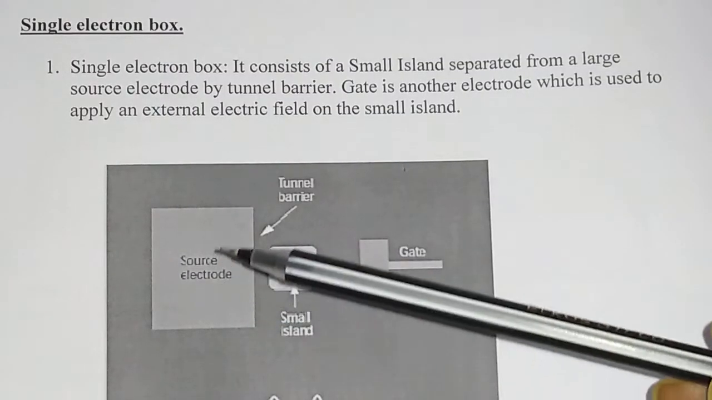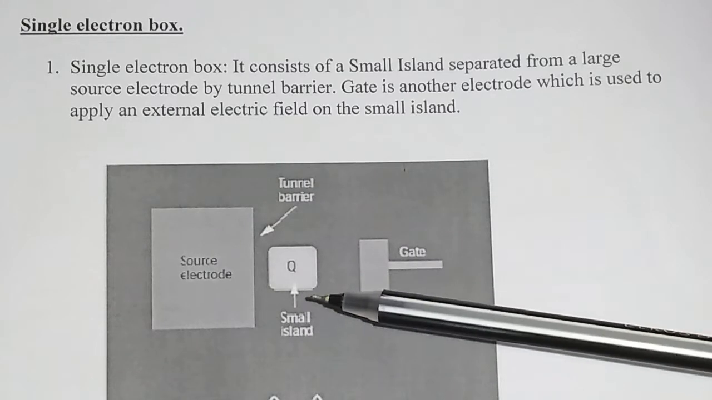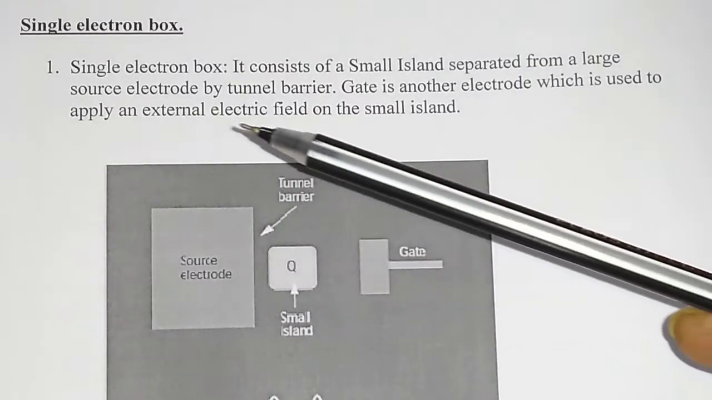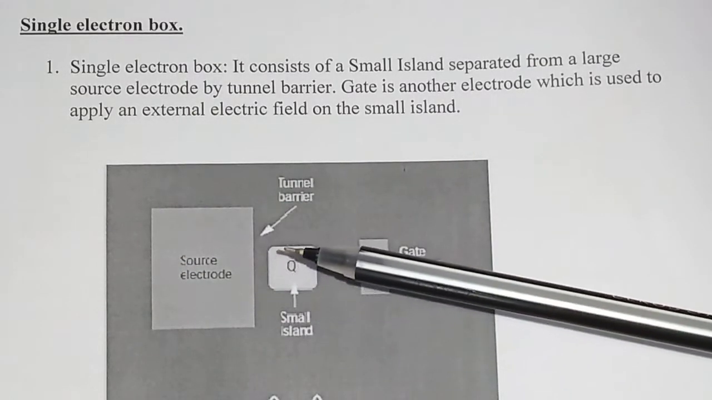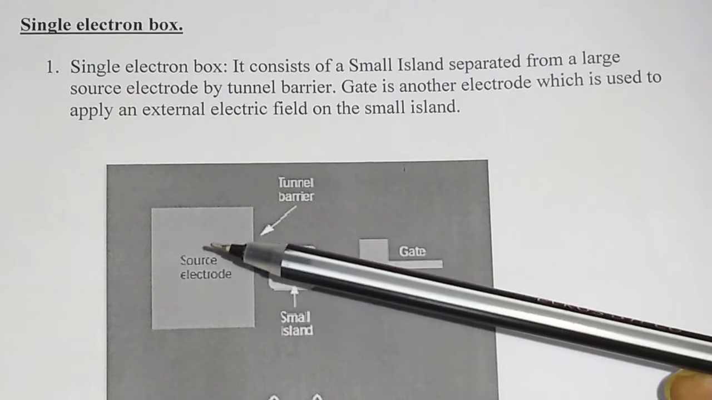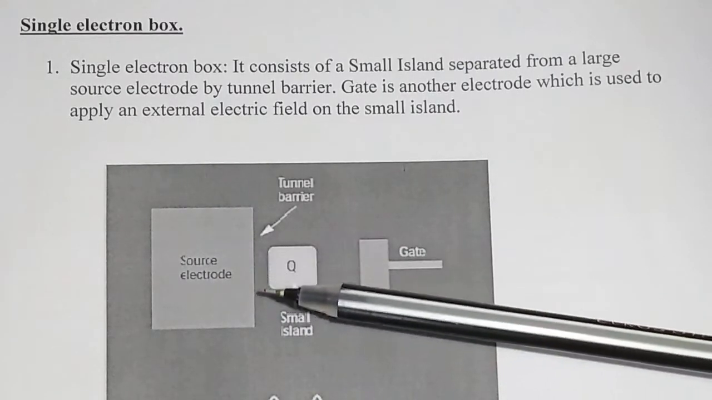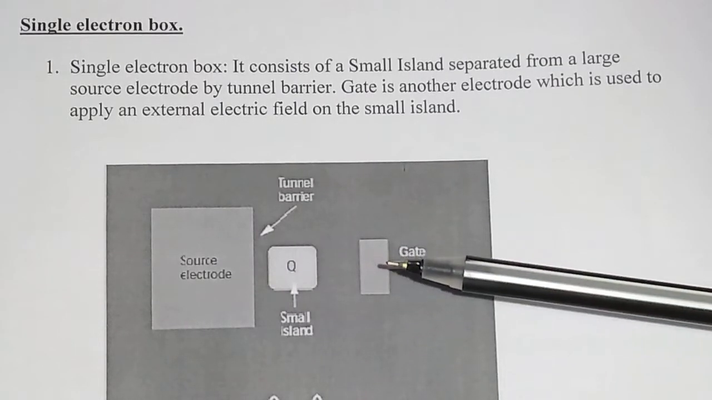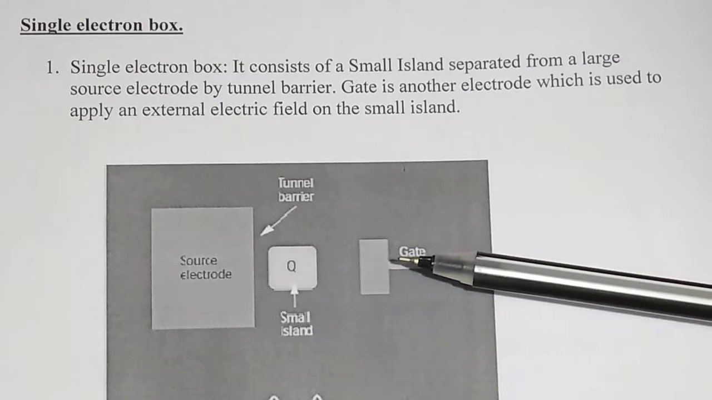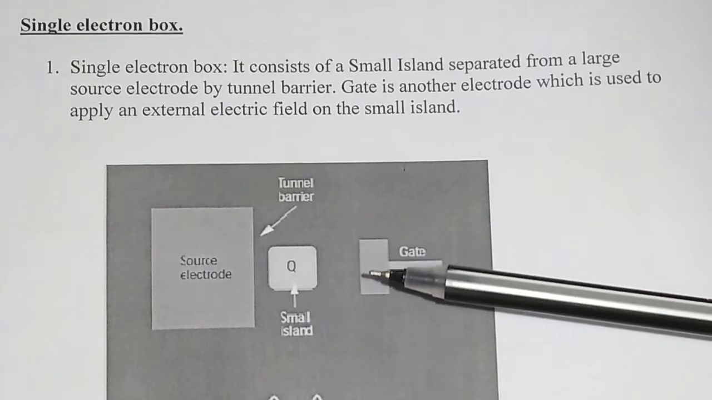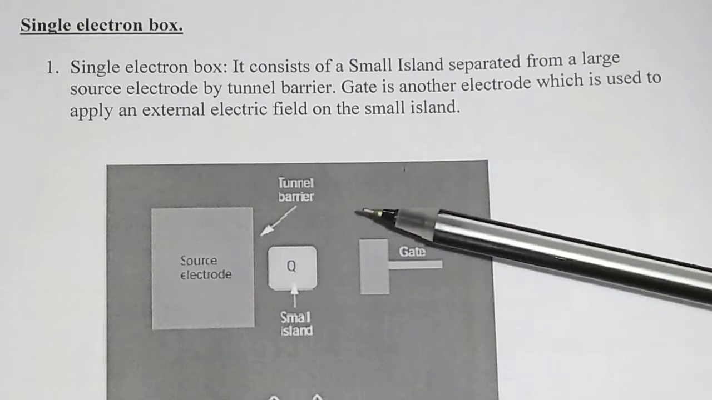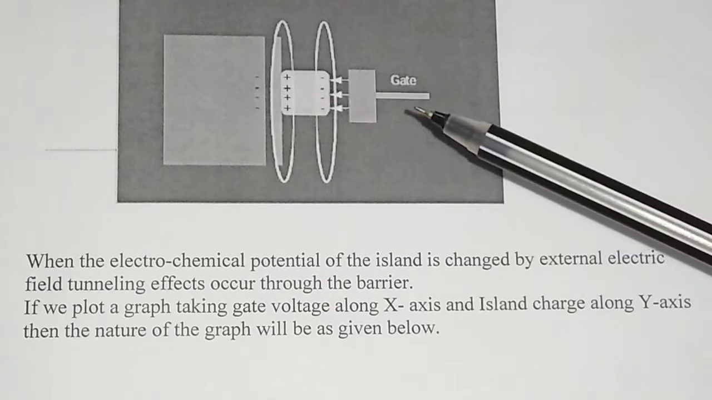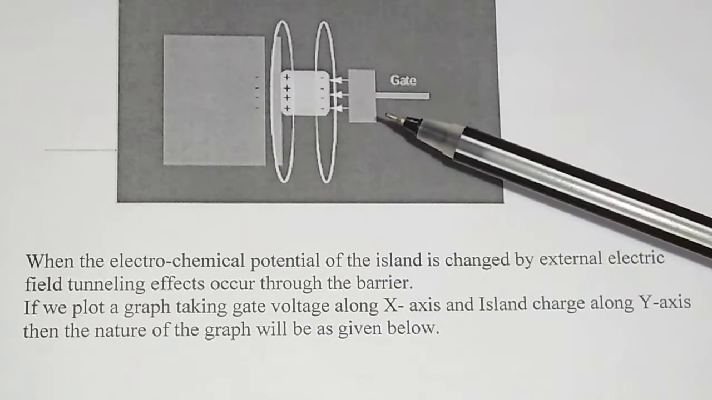This is the basic diagram of a single electron box. It consists of a small island. This is the small island separated from a large source. This is a large source. This small island is separated from this large source by a tunnel barrier. You see, this is a barrier which is called the tunnel barrier. And this is called the gate. The gate is another electrode which is used to apply an electric field. Through this gate you can apply an electric field on the small island. You see in this picture, you apply an electric field through this gate.